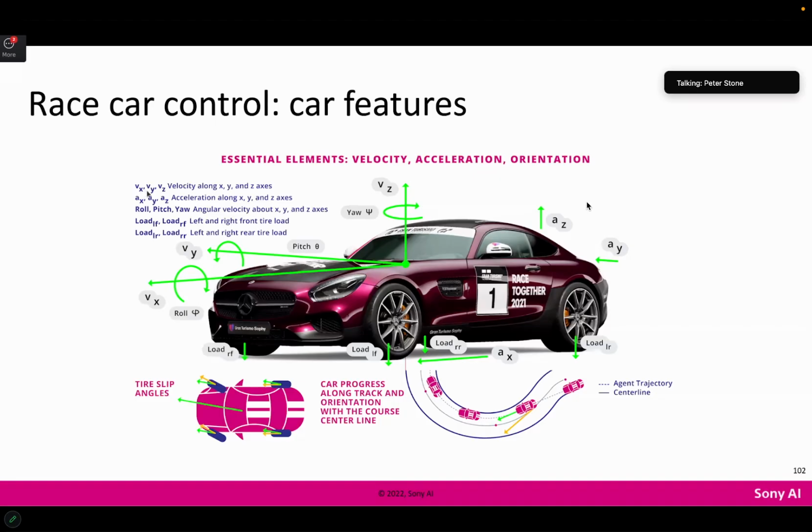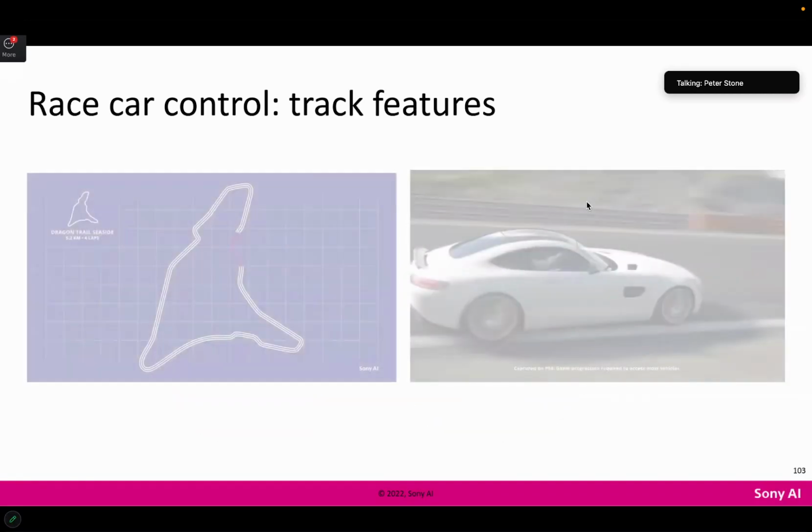So things like the velocity along the X, Y, and Z axes, and the acceleration, the roll, pitch, and yaw of the car, the loads on the tires, the tire slip angles, and then things like the car's progress along the track. So first of all, there was a number from 0 to 1 saying, is it at the beginning or the end of the track? That's a track-specific feature. And then we also gave some points along the track that show the shape upcoming, and that's a track-independent feature, so that we were able to generalize across tracks later in an extension of this research.